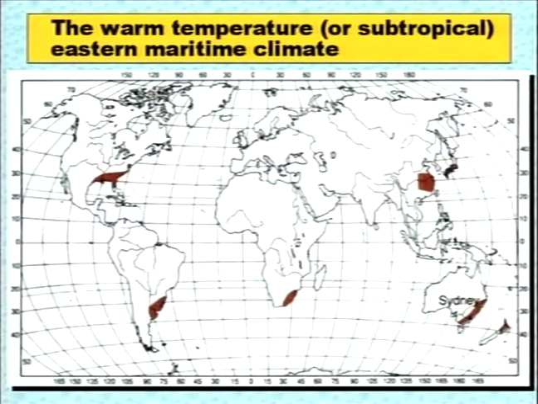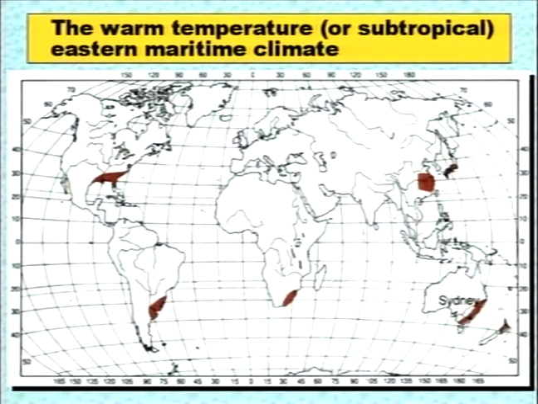Let's look at the location of the warm temperate eastern maritime climate. We look at the location of those climatic types, examples in red, in this section here, this area. If you had to make a list, maybe you might also want to make note of this. Make a list of some of those areas.